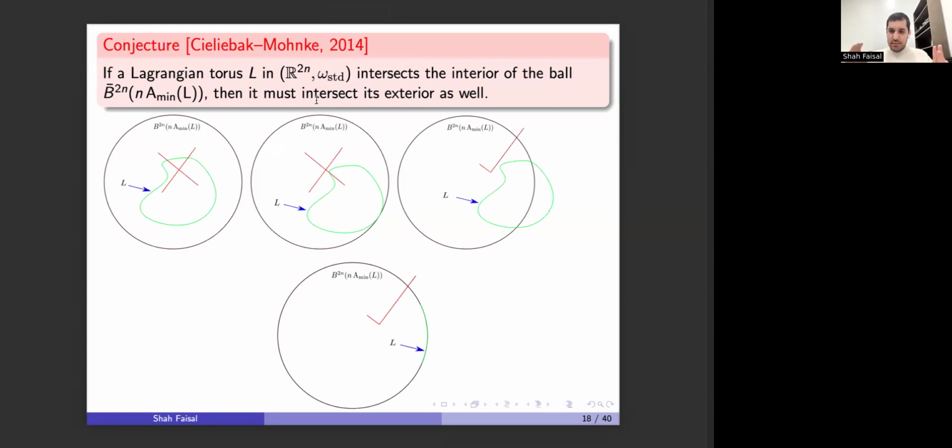So this basically tells you that if the symplectic area of the Lagrangian torus L is very big, then you need a very large ball to enclose that Lagrangian. And not only that, this kind of behavior is not possible. So it also tells you how the Lagrangian sits in the ball. Somehow it remembers the extrinsic geometry of the Lagrangian. Okay.